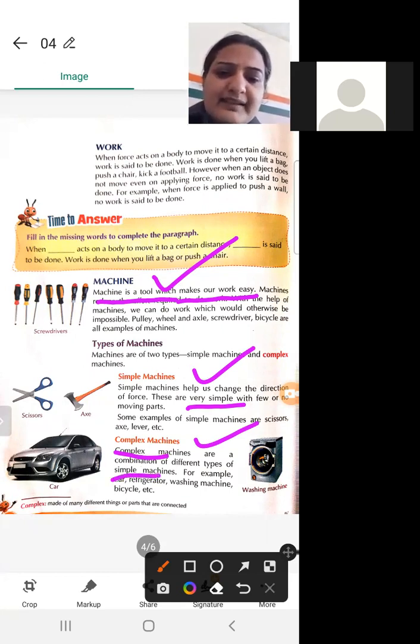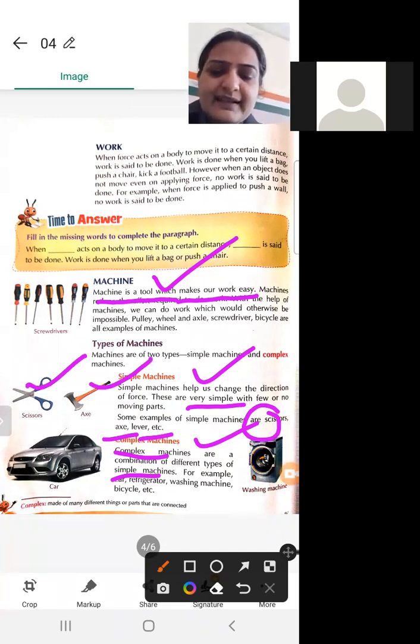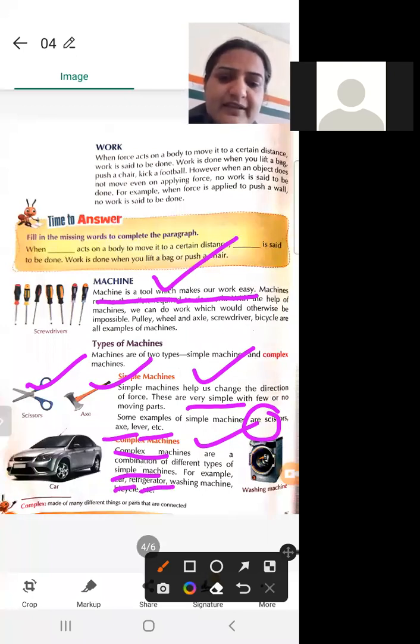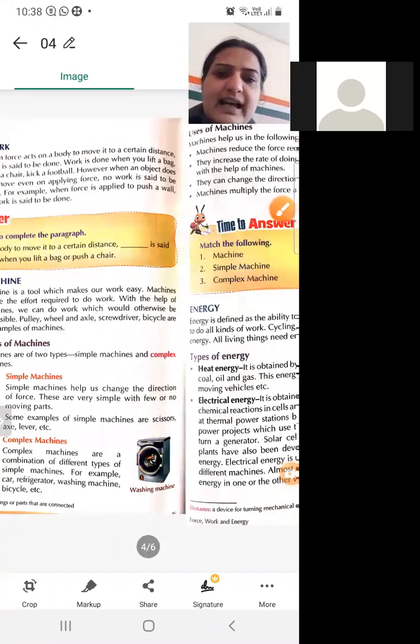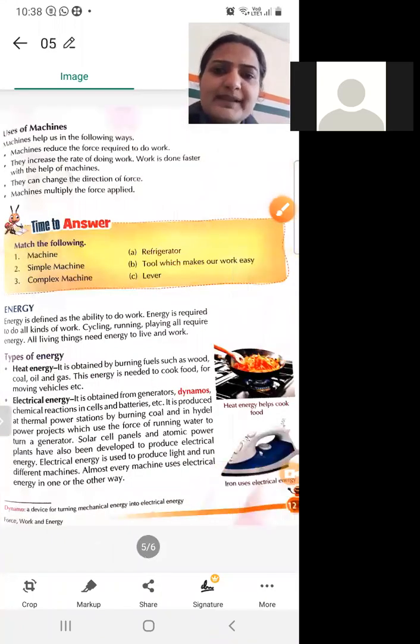And what are the examples of simple machines? Scissor, axe and lever. And what are the examples of complex machine? Car, refrigerator, washing machine, bicycle. So these are examples of complex machine.